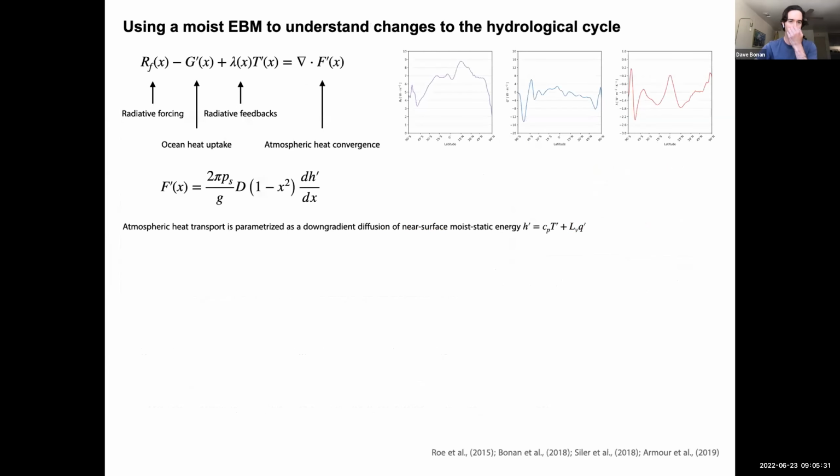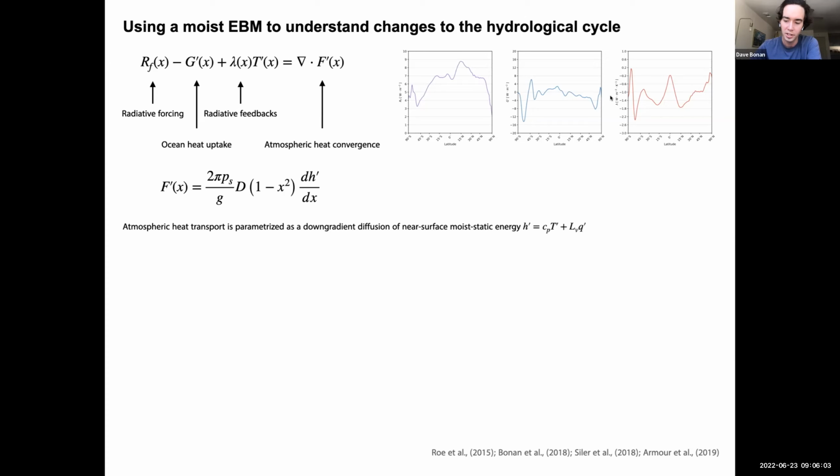And so how this energy balance model works is you basically take the net heating of the atmosphere here, which is a function of radiative forcing, ocean heat uptake, and your radiative feedbacks. And you set that equal to atmospheric heat convergence, which you represent as just a down gradient diffusion of near surface moist static energy. And so what I plotted here on the right is just the zonal mean patterns of radiative forcing, ocean heat uptake, and the net radiative feedback diagnosed from CMIP5 models into that same 4 times CO2. And from here, you can actually approximate just a temperature pattern and changes in atmospheric heat transport.